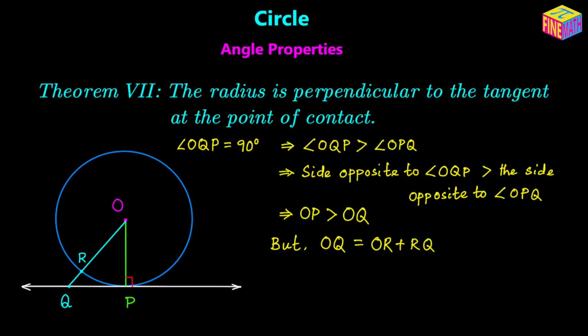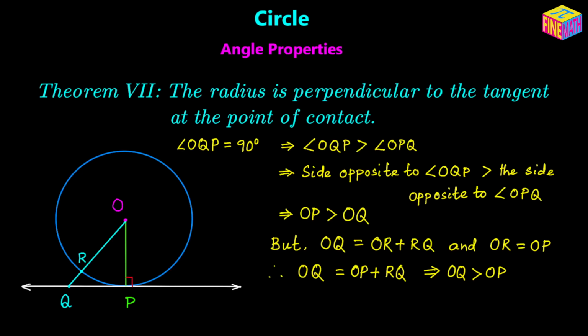Now let's look at the length of OQ. Well, actually OQ is OR plus RQ. Now what is OR? Well, OR is the radius and that will be equal to OP. So from here, can we say that OQ is equal to OP plus RQ? And clearly OQ is greater than OP, because OQ is OP plus some positive quantity. So clearly OQ is greater than OP.